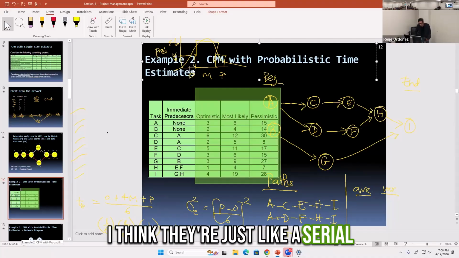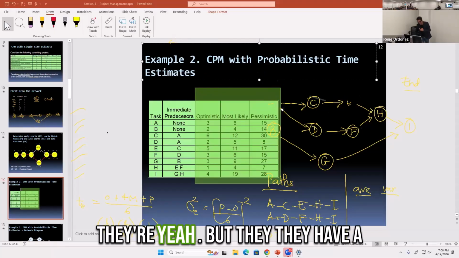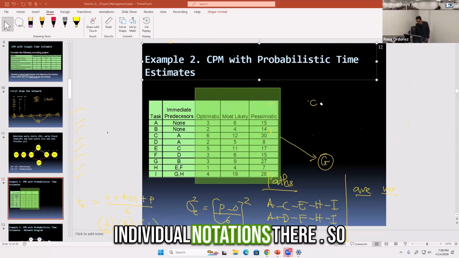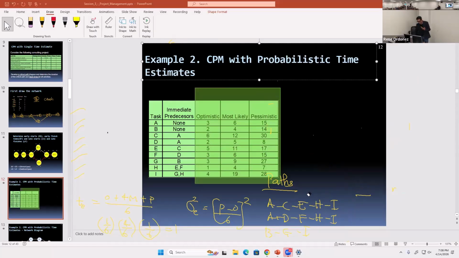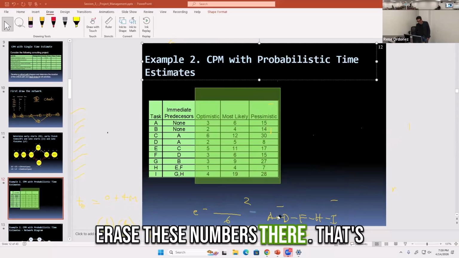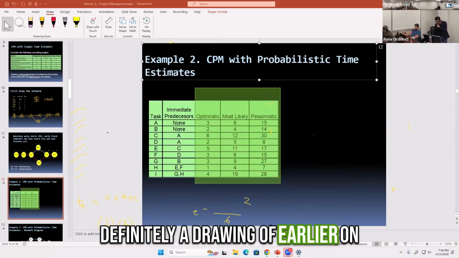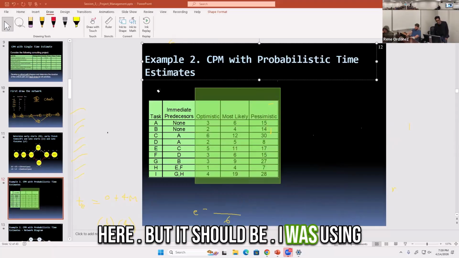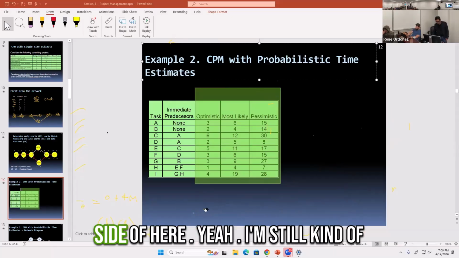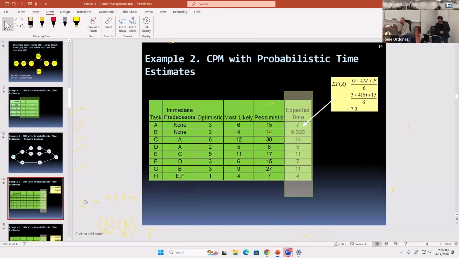I think they just, like I say, with the goal. No, I control Z. Yeah, undo. But I have a lot of individual notations there, so it'll probably take just as long to erase these numbers. I have a drawing program on here. I'm still kind of figuring things out here.